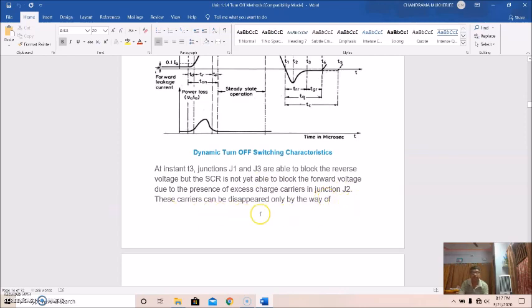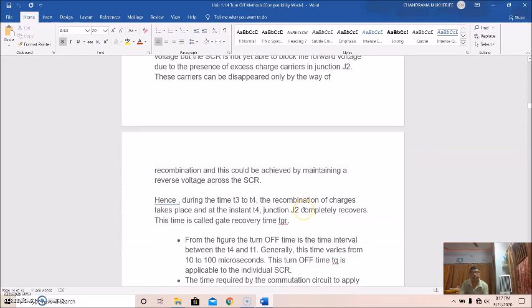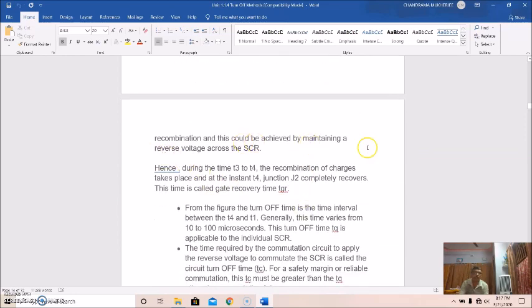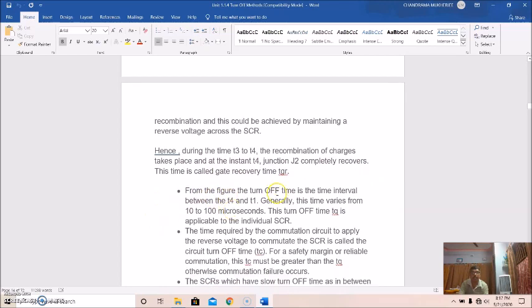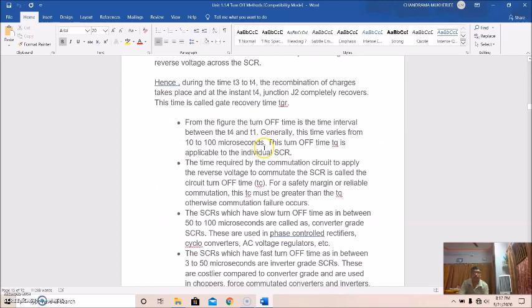These carriers can be dissipated only by way of recombination, and this can be achieved by maintaining a reverse voltage across the SCR. So during the time T3 to T4, the recombination of the charges takes place, and at the instant T4, junction J2 is completely recovered. This time is called the gate recovery time. From the figure, we see the turn-off time interval between T4 and T1. Generally, this time varies from 10 to 100 microseconds.